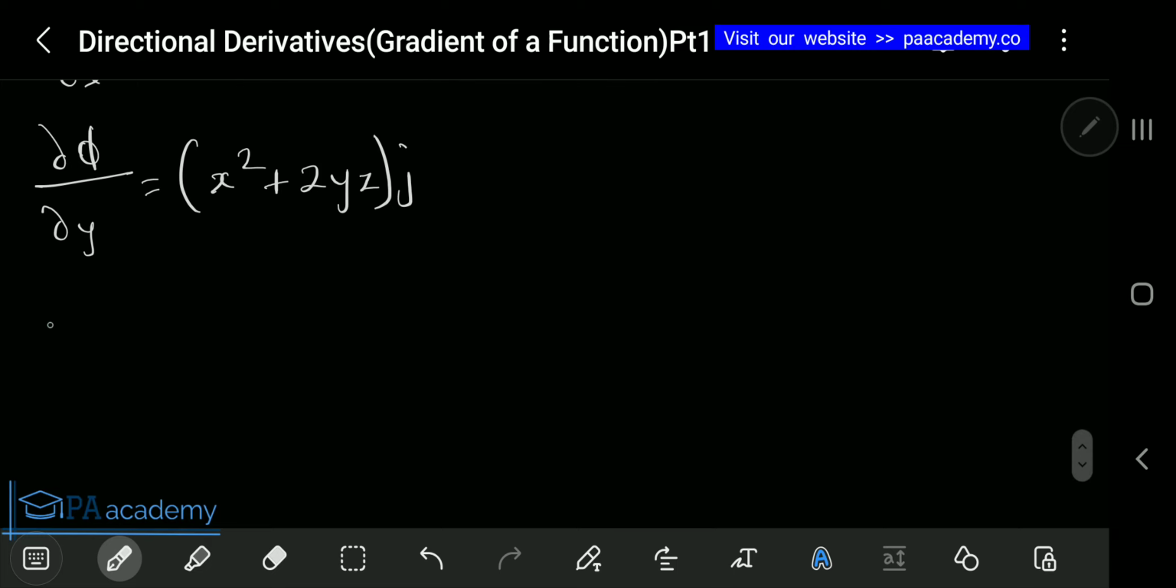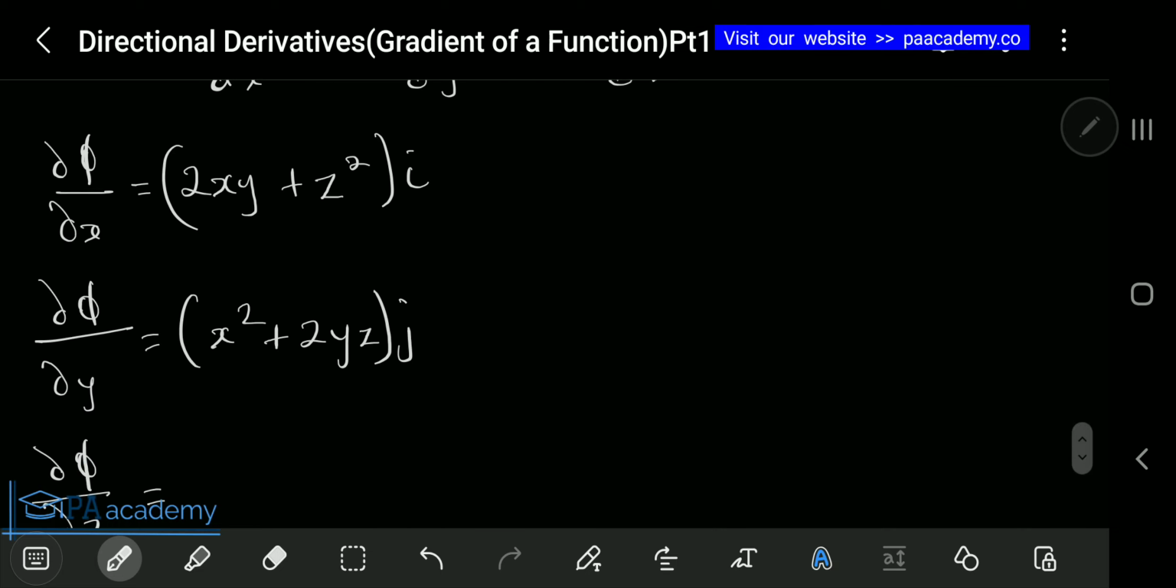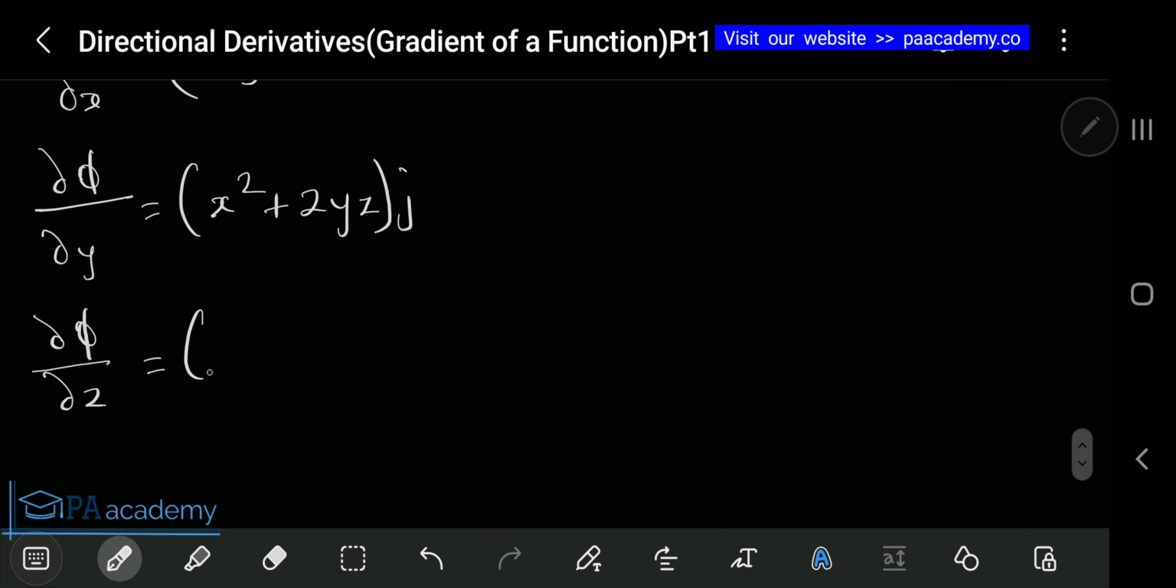Also for that of z, let's look at it again. For this one, it is going to be 0 because there is no z here. For this, we are going to be having y squared, because if you differentiate z, it's going to give us 1, and we'll be left with y squared. And if you differentiate z squared here, it gives us 2zx. So let's write it down: this will be y squared plus 2zx, then k.